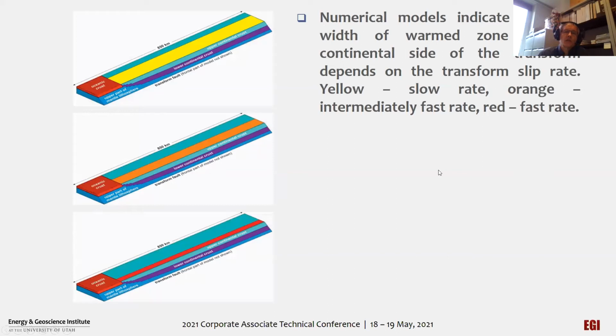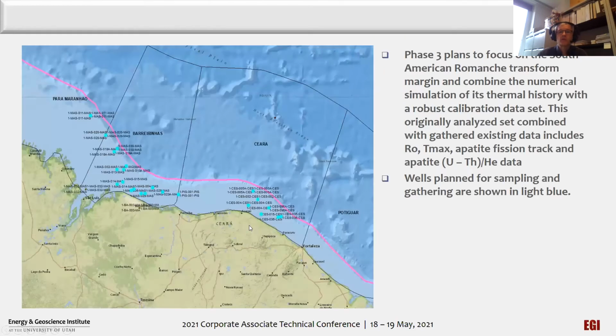The key now is to understand how wide the zone is which is affected. In the case of slow transforms, the zone is expected to be wide. And knowledge comes from numerical models we've done, 2 generations. In the case of fast transforms, the zone is relatively narrow. The problem is that one needs to really calibrate this with real data. And it took us a while to find a transform margin which would have a large and reasonably homogeneously distributed set of penetrating wells to sample, or with some data already in them.